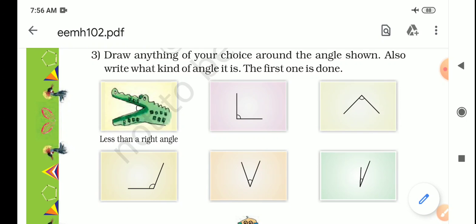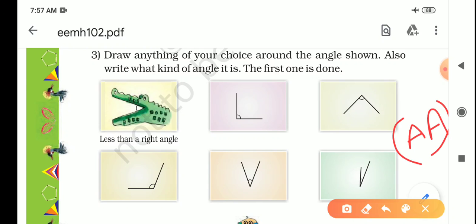your textbook. Now last figure, it is also an acute angle because this figure is also in the form of acute angle. This is also V type, that means less than 90 degree formation. So we will write here AA, that means acute angle.